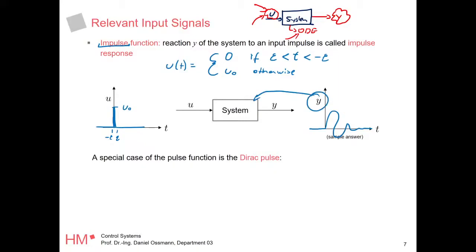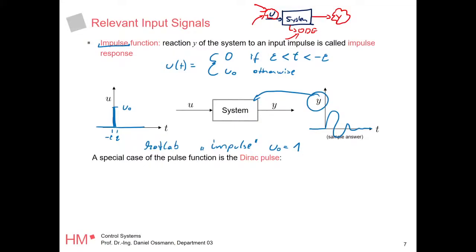Okay, so this is the impulse. In MATLAB, if you want to try it, there's the impulse function. It's really called impulse because it's so important. And it takes a unit step. So in MATLAB, u0, it's a unit impulse. It's always going to be 1. But you can scale it if you like.